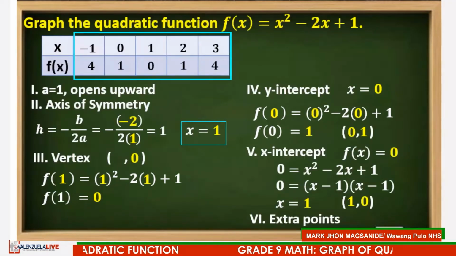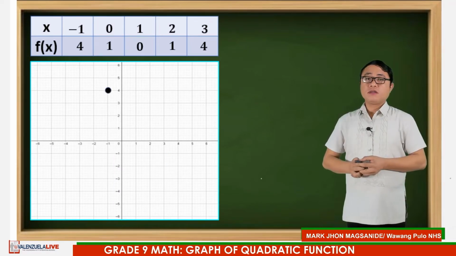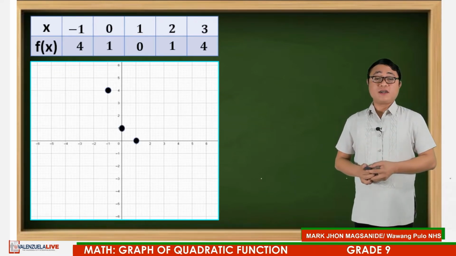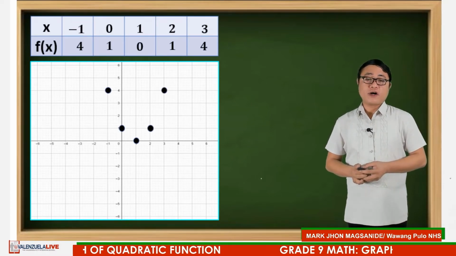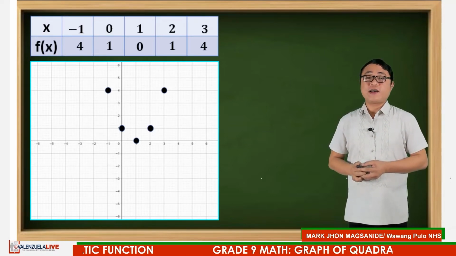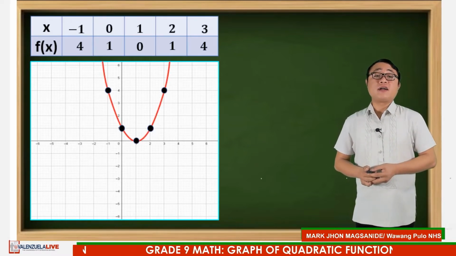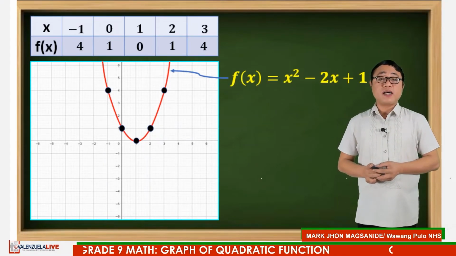Since 5 points were determined, plot these points on the Cartesian plane. For (negative 1, 4), (0, 1), (1, 0), (2, 1), (3, 4). After plotting these points, trace the graph. And this is the graph of f of x is equal to x squared minus 2x plus 1.